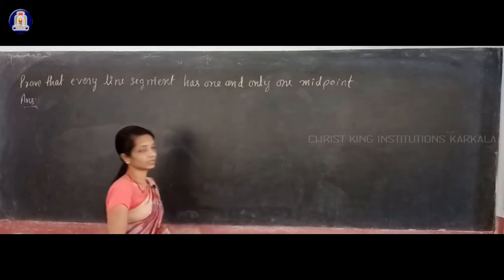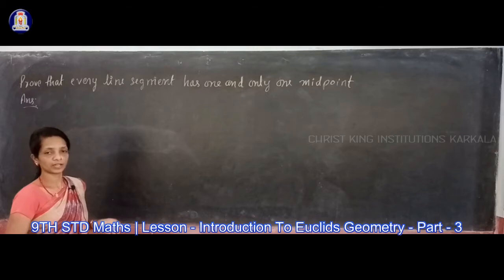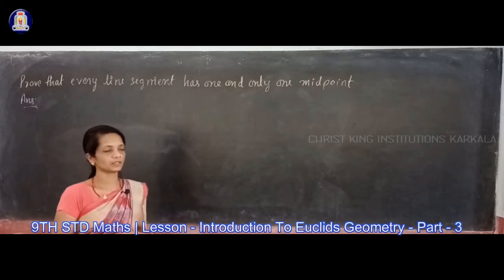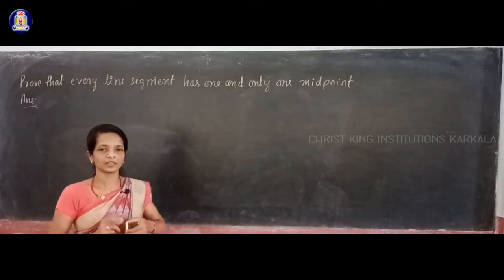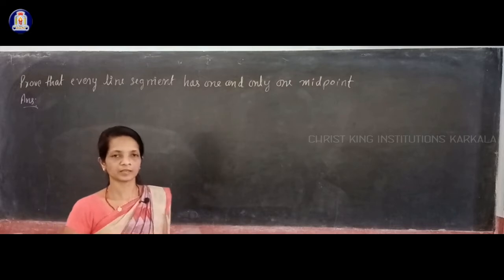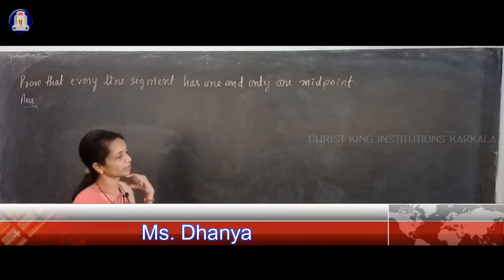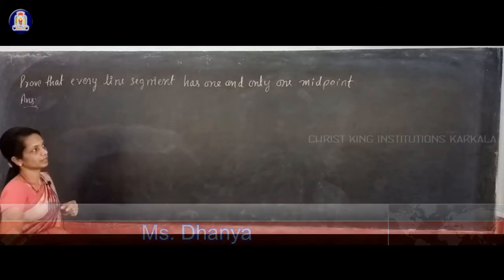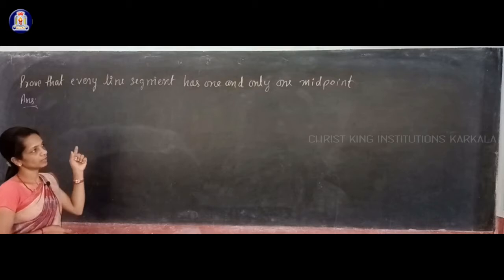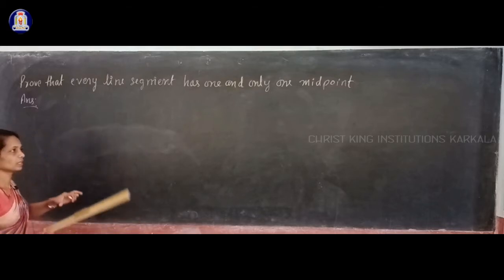Next problem is: prove that every line segment has one and only one midpoint. That is, if you have a line segment, then it has only one midpoint, and that you have to prove. Any line segment cannot have more than one midpoint. If you do not agree with this statement, then what? Let there be two midpoints, like that we assume, then we check what we get.